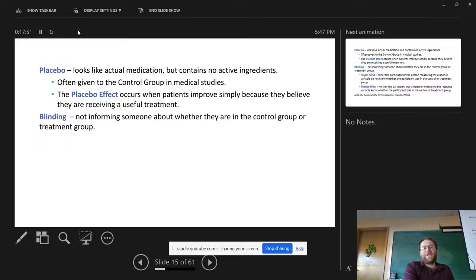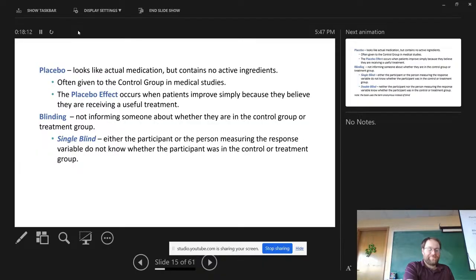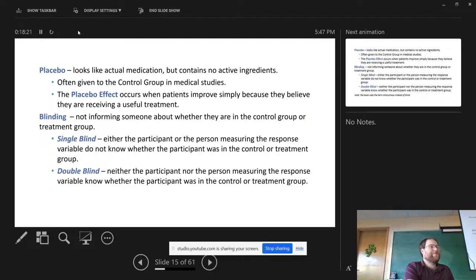Often experiments involve blinding of some kind. Essentially, you're not being informed whether or not you are in the control group or not. They do this because if you knew ahead of time, it might lead to bias in the data. There's single blind where the participant doesn't know if they're in the control group or not. Double blind is when neither the person running the experiment nor the participants know which group they're in, to keep it totally random.